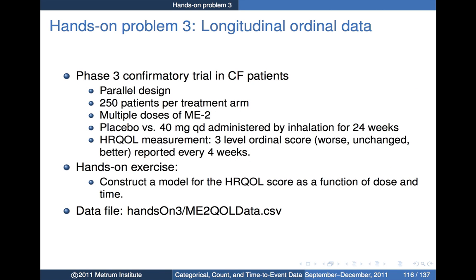So let's just remind you the design. It's a parallel design. There's just 2 treatment arms with 250 patients per arm. We've got our multiple doses of MI2. Those 2 treatment arms consist of a placebo arm and a 40 milligram per day arm for MI2. And again, our HRQOL measurement is a 3-level ordinal scale that's reported every 4 weeks. So we're going to construct a model for that.